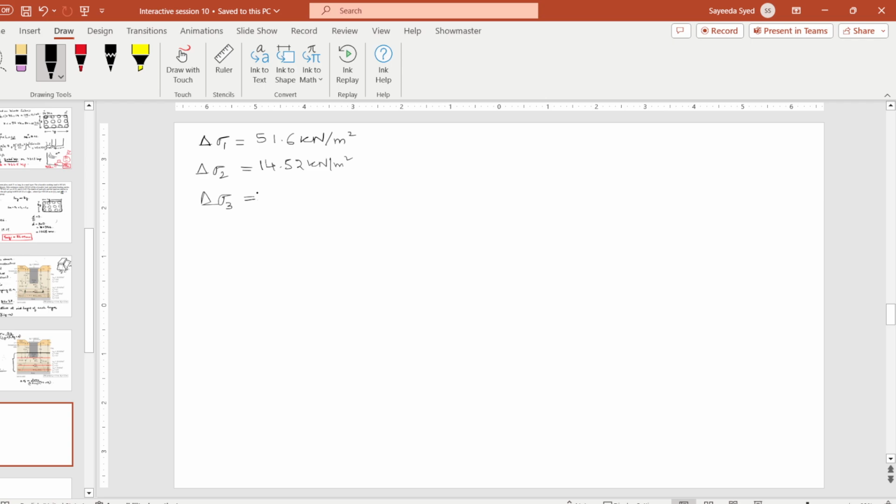Okay. So now we need the sigma 1, sigma 2, sigma 3. Let me actually copy this. Okay. So sigma 1 will be equal to, is there a groundwater? Yes. 2 into this.